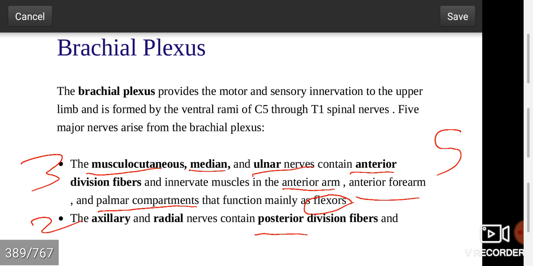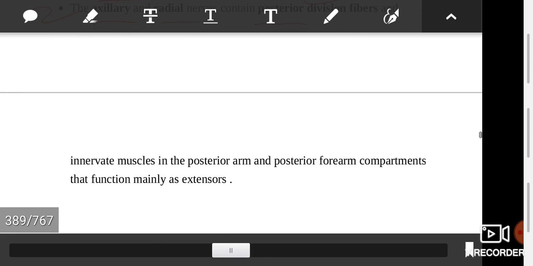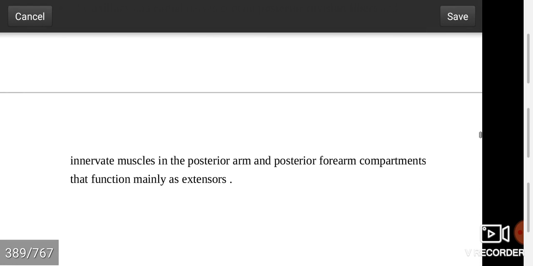And the 2 other nerves which are arising from the posterior division fibers are the axillary nerve and radial nerve. As they are arising from posterior division, they innervate the posterior compartment of the limb, like the posterior arm and posterior forearm compartments. And they function mainly as extensors. So the nerves which are arising from posterior division act as extensors, and the nerves which are arising from the anterior division act as flexors.